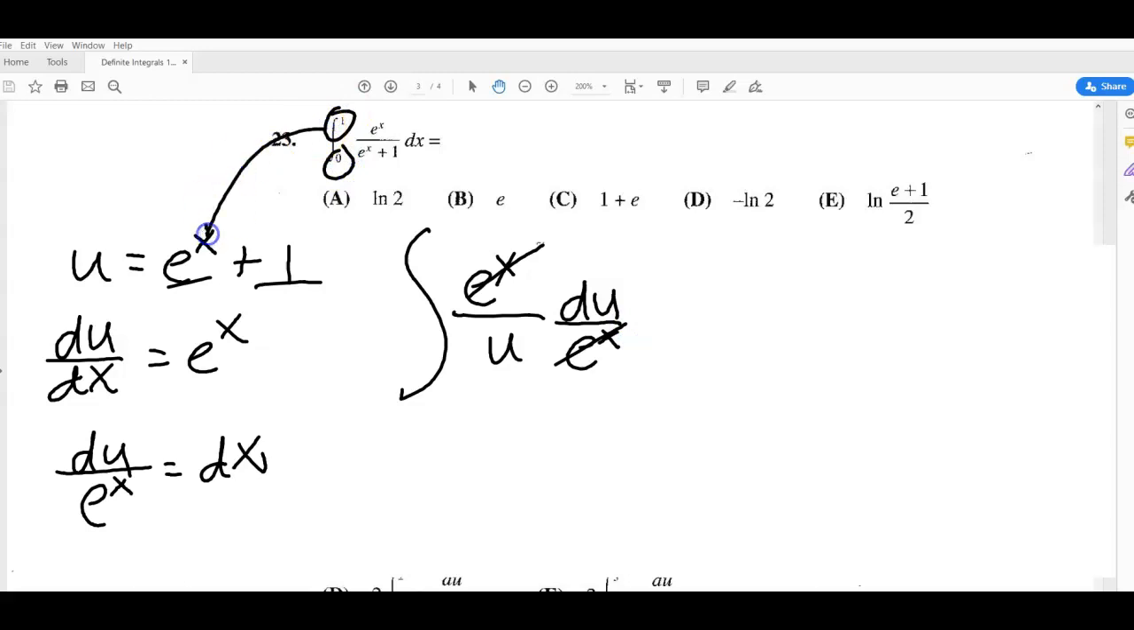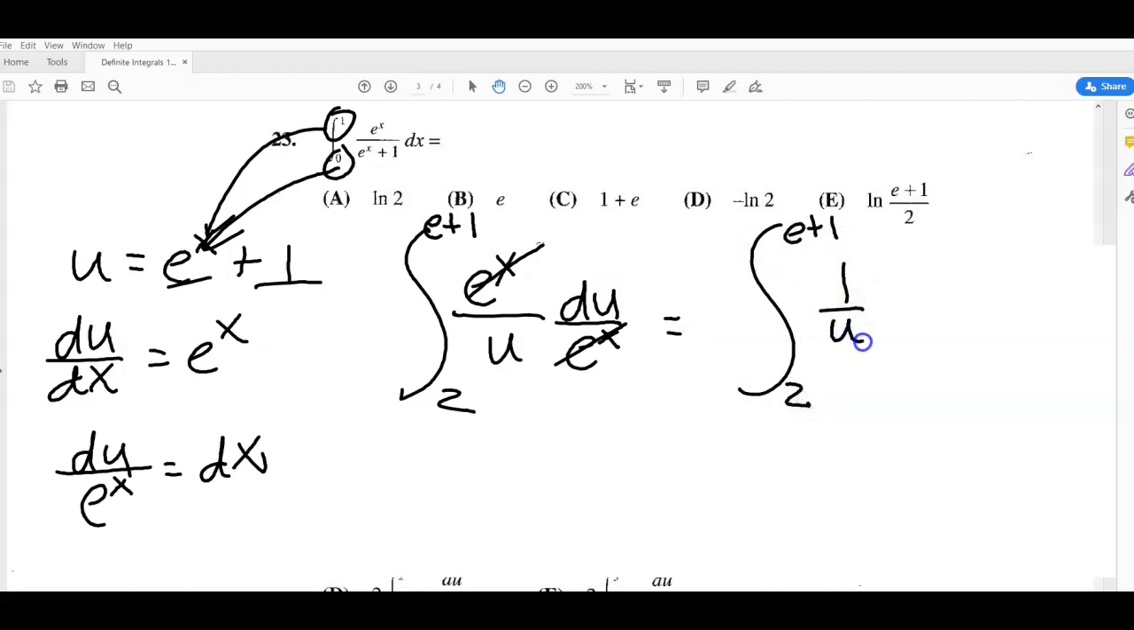So if I were to plug in 1, I'm going to end up with e plus 1. If you plug in 0, you end up with 1 plus 1, which is 2. So the cleaner version of this then would be the integral from 2 to e plus 1 of 1 over u du. Now in this case, we have a 1 over u and it's to the first power. That's an ln problem.